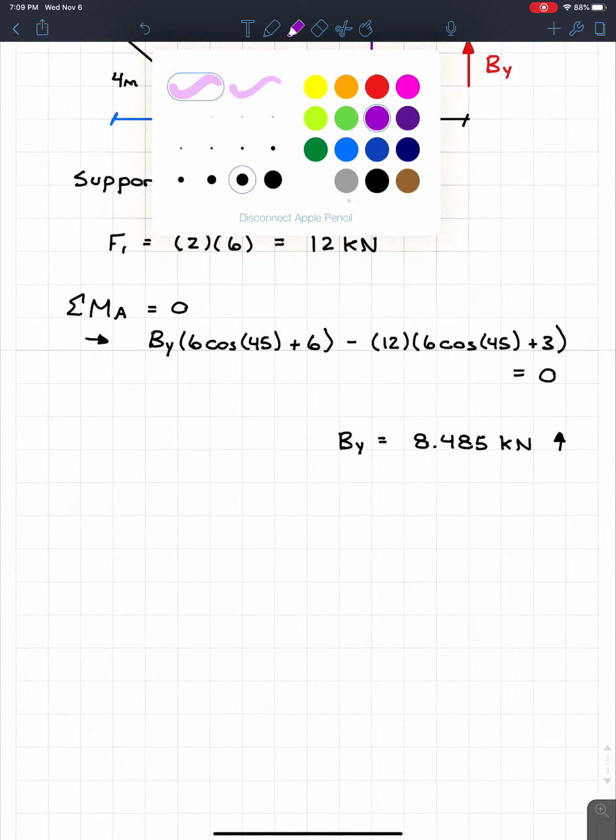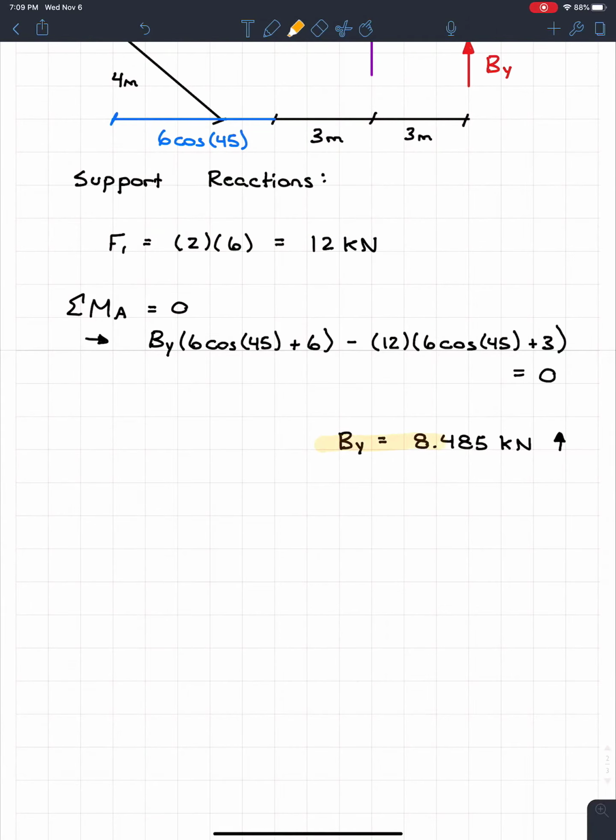And again, just to make this easier to find later on, I'm just going to highlight it real quick so we can easily find it later on. Because remember, the goal of these isn't to find the support reactions, it's to find the internal forces. So By is not my answer, but I will need it later.